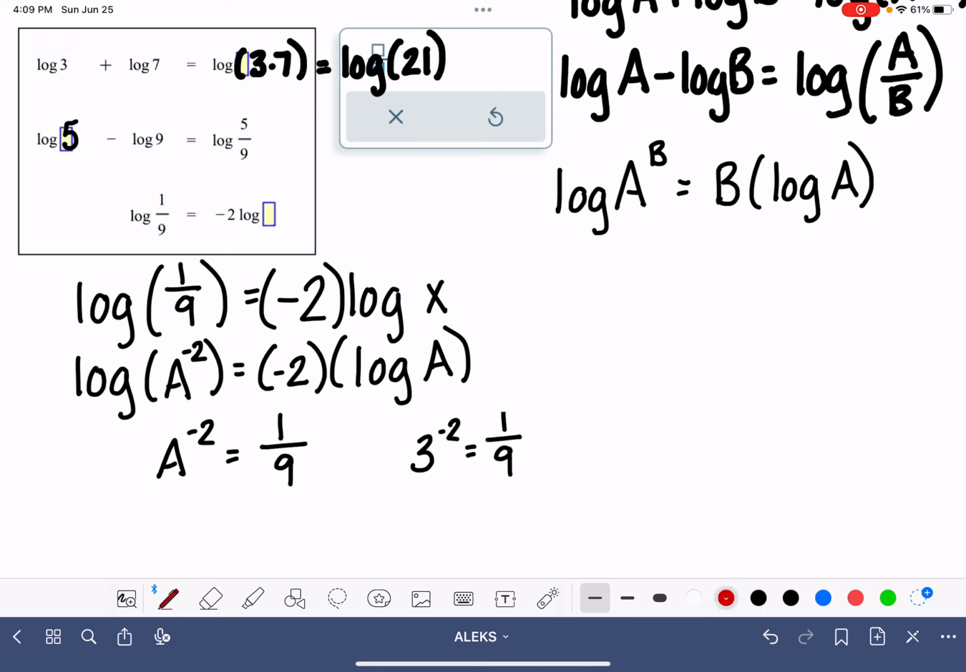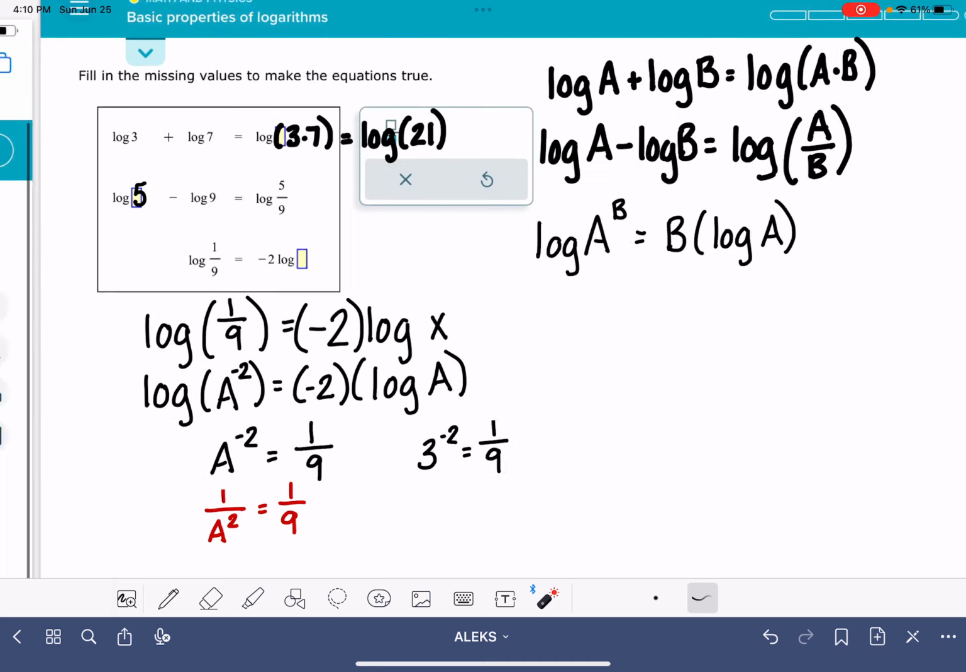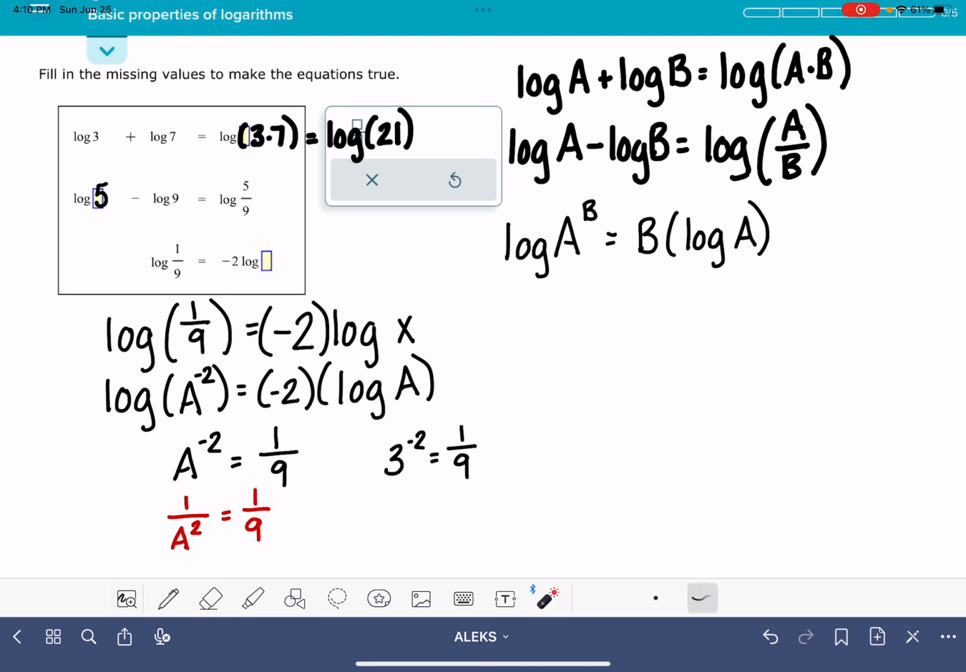If that's kind of stressful to you, like how did I come to that, where did that come from in my head? Well, remember one of the properties that we have with exponents: if it is a negative exponent, we can rewrite it in the denominator with a positive exponent. So A to the -2 is the same as 1 over A to the 2, which we know is equal to 1/9, and maybe this makes it a little easier to visualize. A squared equals 9. If we take the square root of both sides, the square root of 9 is 3. So we just figured out that the value of A is 3. And that's what goes in this spot.